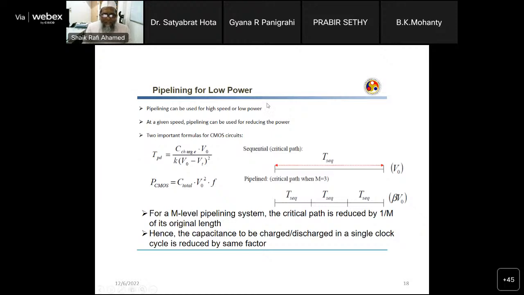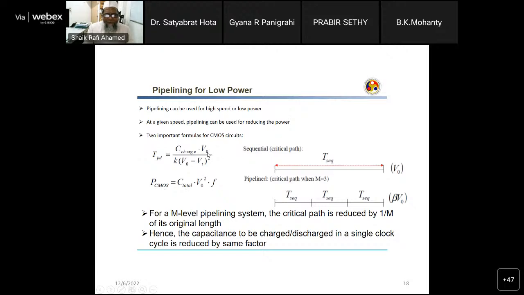What is required in biomedical, because of portable devices such as pacemakers and all, which will be inserted inside the body, is low power consumption so that the battery lifetime will be more, and low area. So in such applications, pipelining we can use for lower power also. So if I take the CMOS circuits, this is the propagation delay and this is the power consumption of a CMOS circuit.